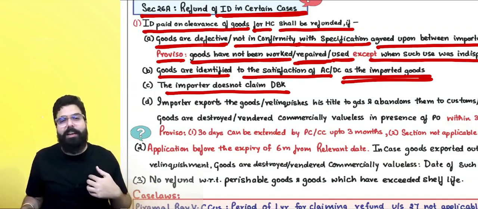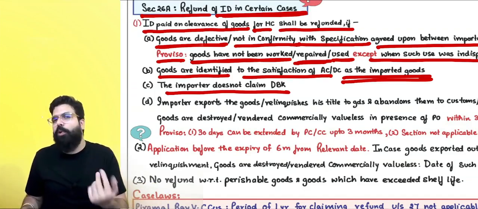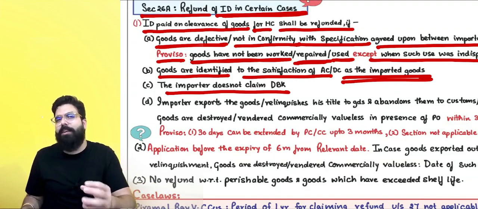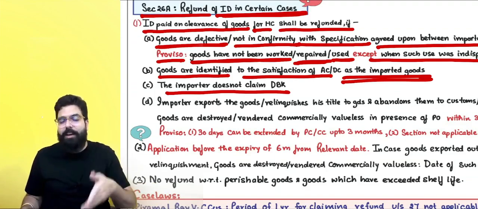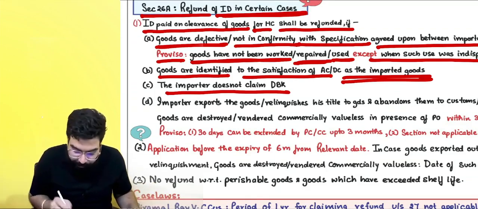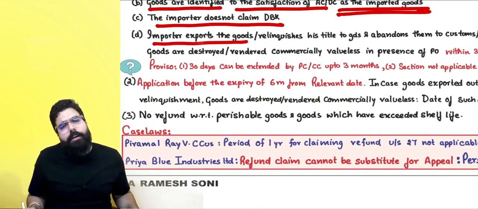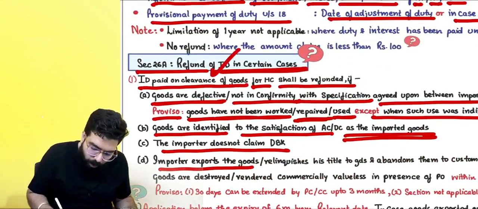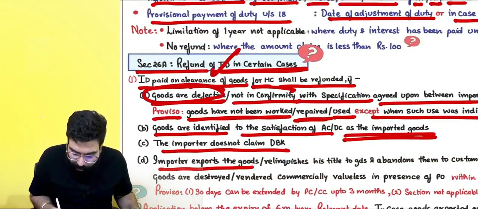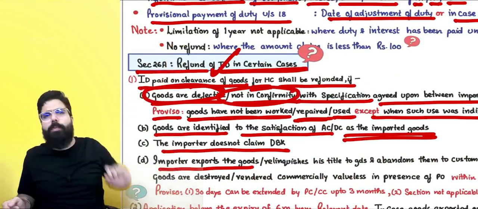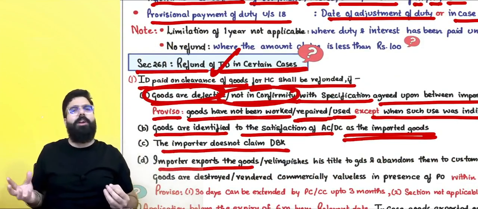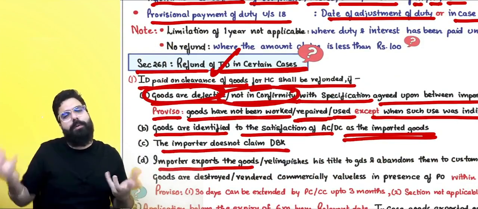I think the beneficial option is, if goods are defective, not as per specification, why will you take 98% DBK? You will take refund 100%. Then, sir, importer exports the goods. So, sir, goods are defective or not in conformity. Go ahead, export the goods back. They will give you a duty return. Refund of duty will be given.